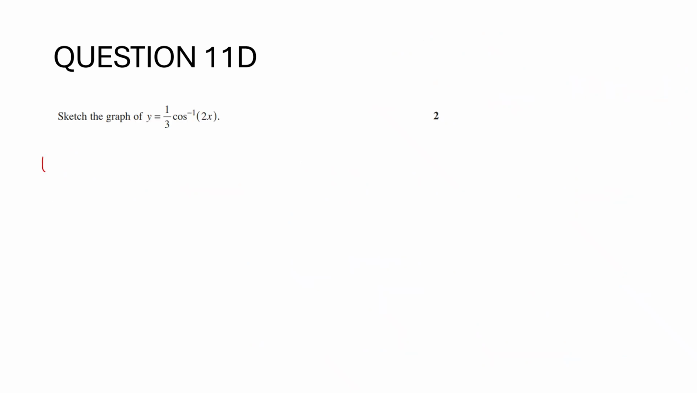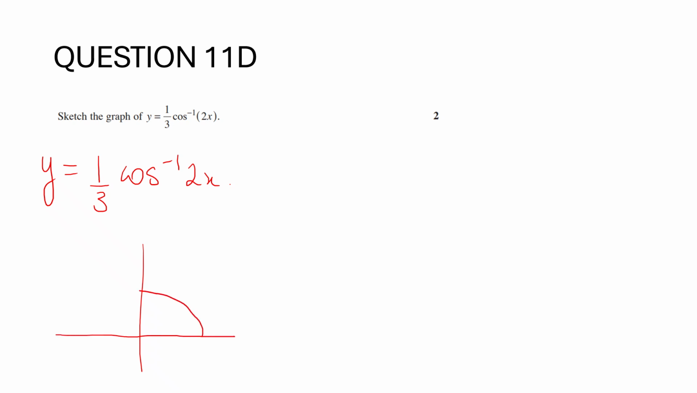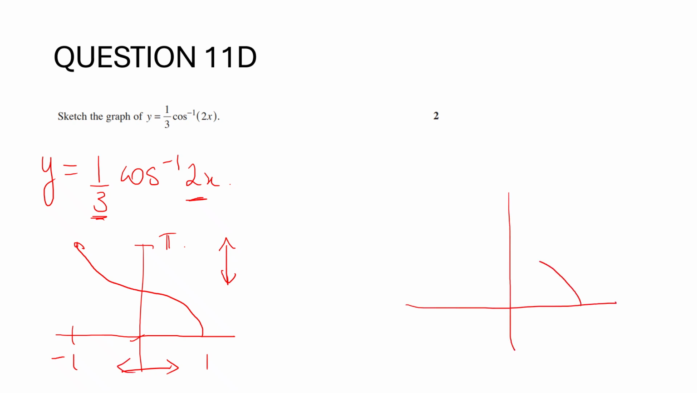11d, sketch the graph of y is equal to 1/3 inverse cos of 2x. So our normal inverse cos graph looks like this. And it goes between negative 1 and 1 and 0 and pi. Now this third here is going to squish it vertically, and this one here is also going to squish it horizontally. So we're going to end up with same picture, but it's going to go between negative a half and a half, and up to here it'll be pi on 3.